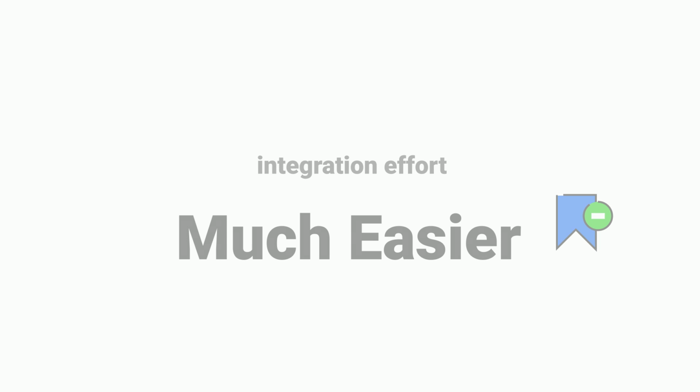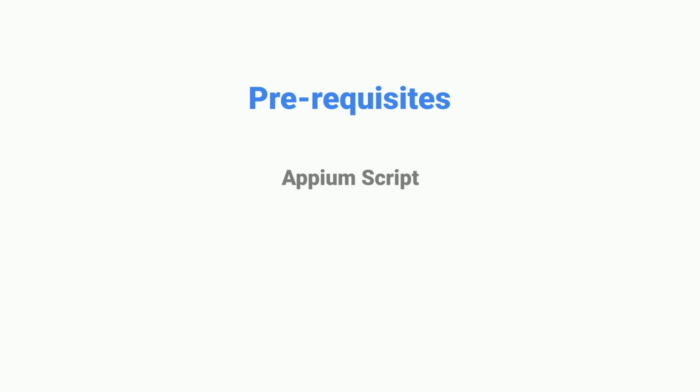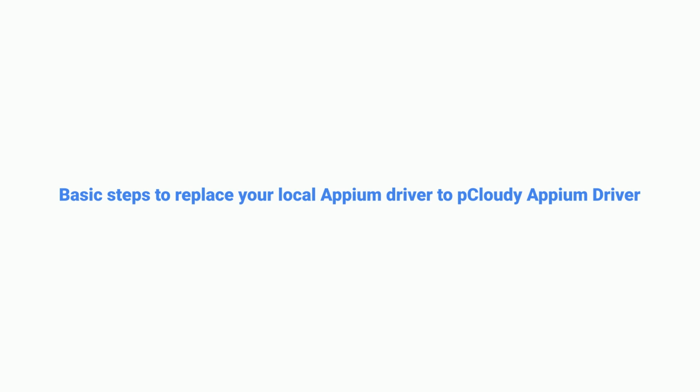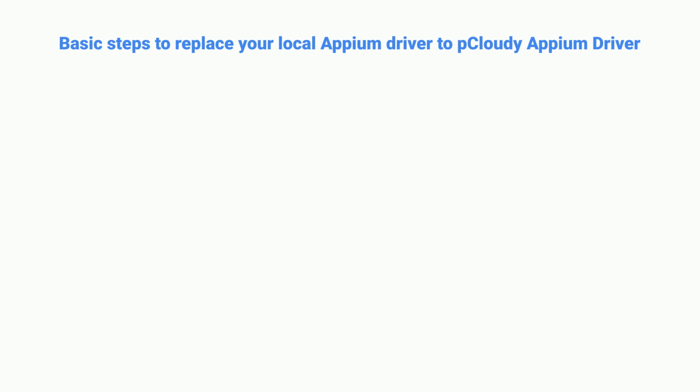the Appium scripts. And guess what? It makes your integration effort much easier. Let's have a look at the prerequisites. First thing we need is an Appium script, an APK or IPA file, and a valid pCloudy account. Now, let's see the basic steps to replace your local Appium driver with the pCloudy Appium driver.